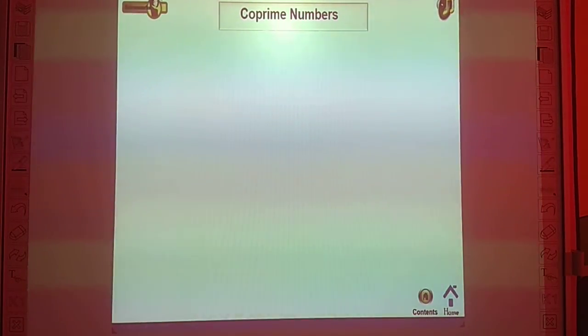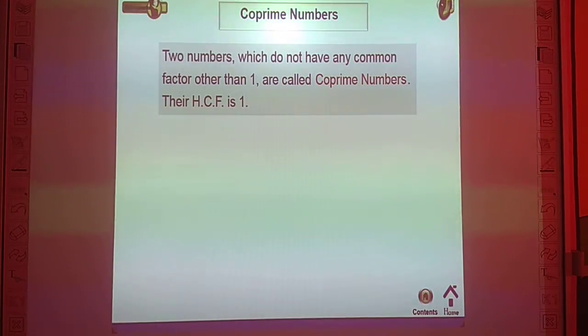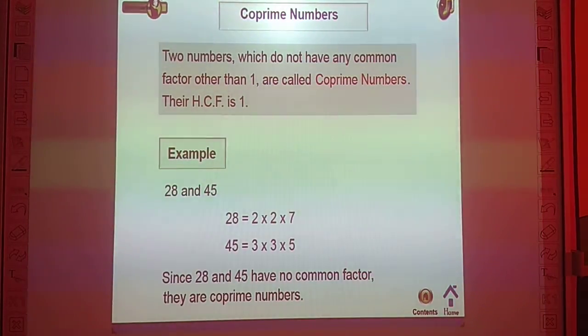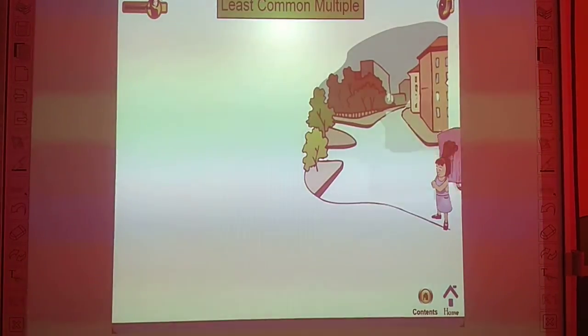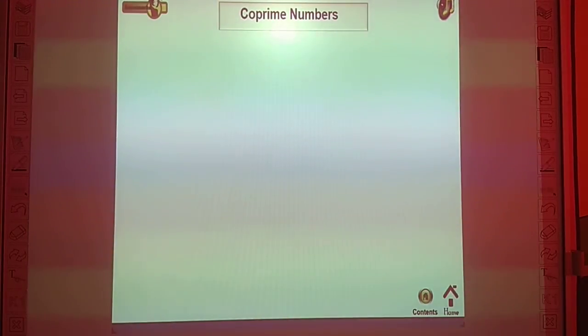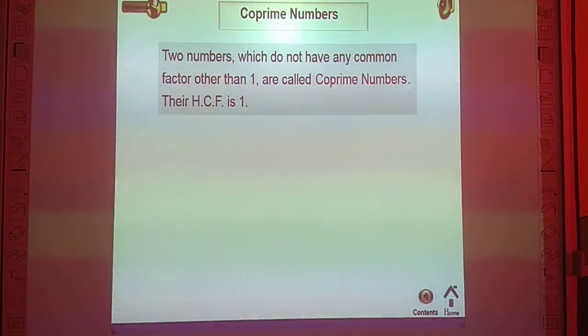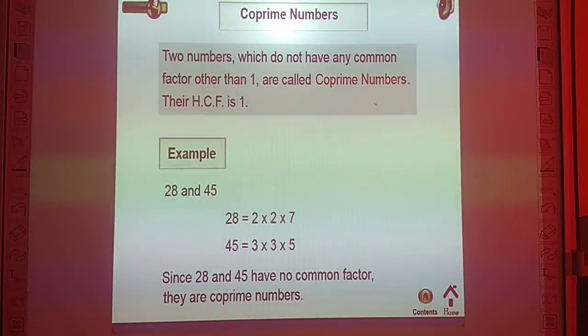Co-prime numbers. Two numbers which do not have any common factor other than 1 are called co-prime numbers. Their HCF is 1. Here is an example.